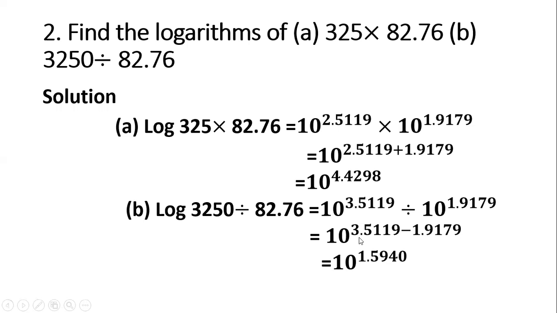So that will be 10 raised to the power 3.5119 minus power 1.9179. So doing our subtraction, we are going to have 10 raised to the power 1.5940. So obeying the laws of indices, when logarithm is being multiplied, you add the power. When it is division, you subtract the power. When it is a power and root, you still get there.